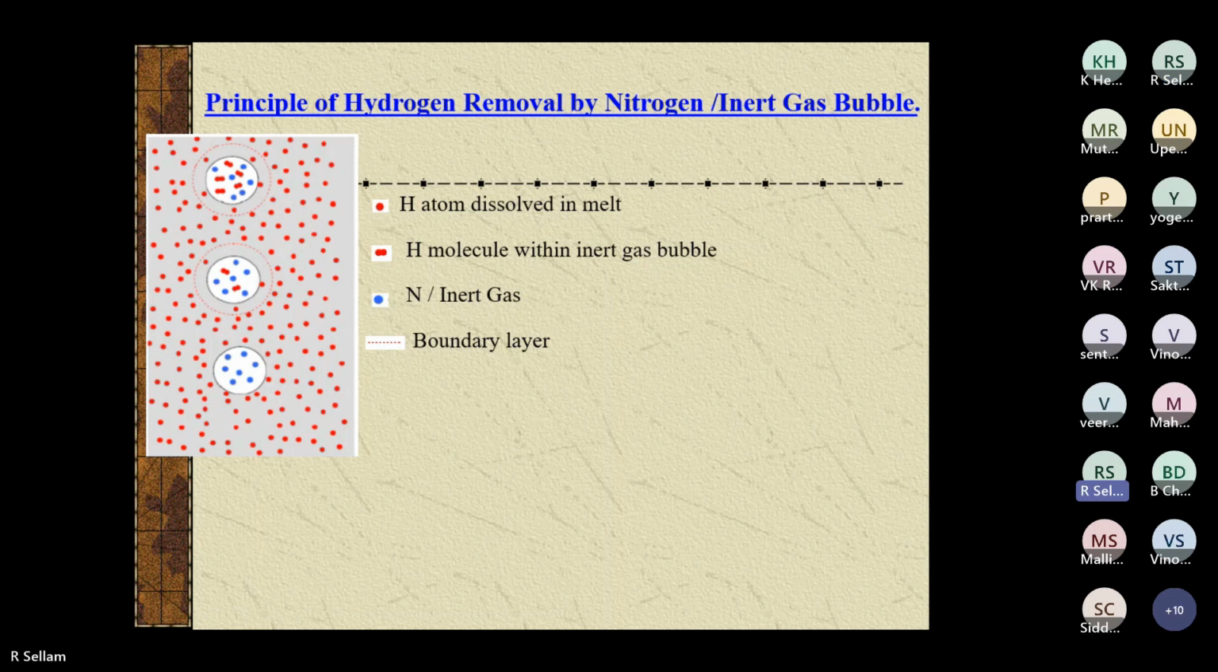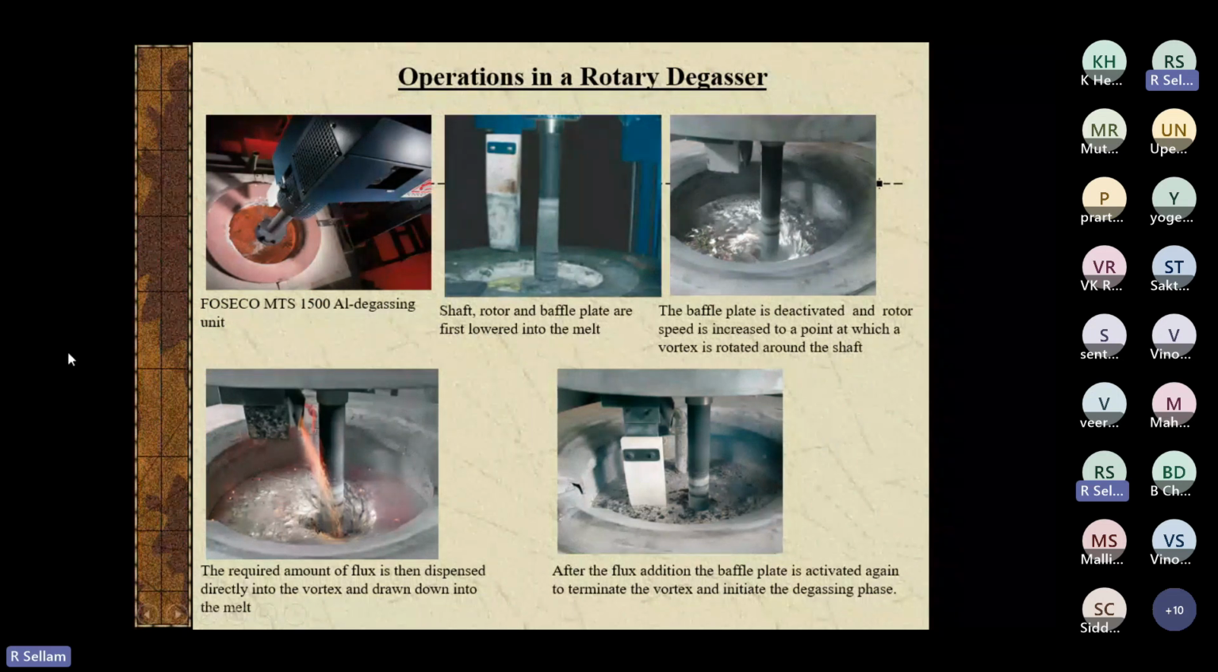The operation in rotary degassing, the FOSECO MTS 1500 degassing unit. The rotor is inserted and rotates at a particular speed. But we produce a lot of aluminum dross during the operation. That is the main drawback. You can do the degassing, but you also generate plenty of aluminum oxide dross during the process.